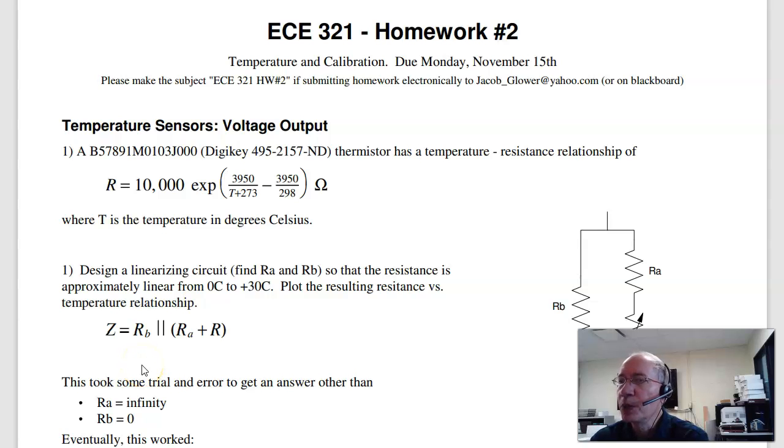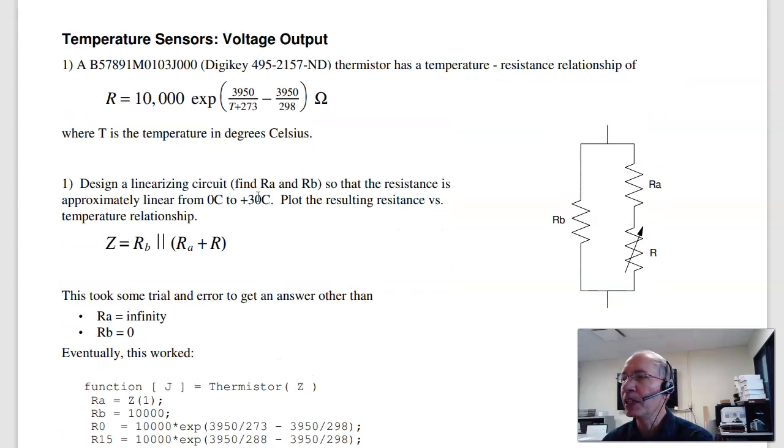Here's the solution to homework set number 2 for ECE 321. Now, in this problem, we're looking at building sensor circuits, basically temperature sensors. The thermistor we're using has a nonlinear relationship of resistance versus temperature, like so. What I want to do is come up with a linearizing circuit, make this more linear. One way to do that is this guy.